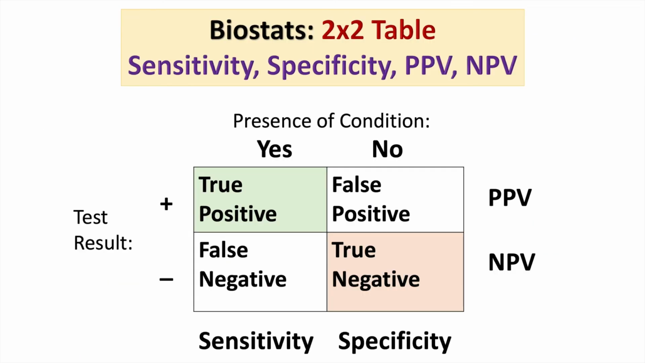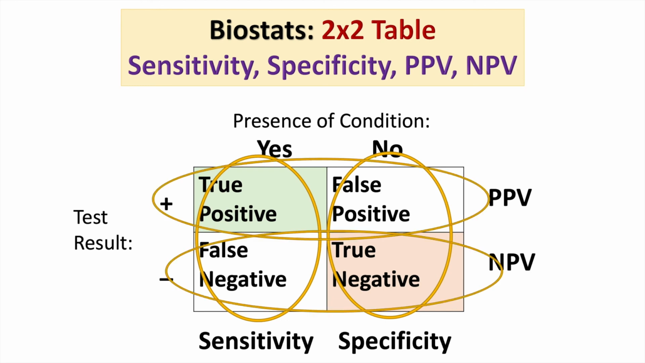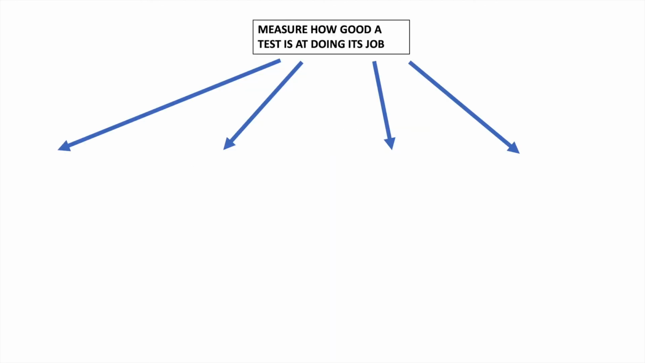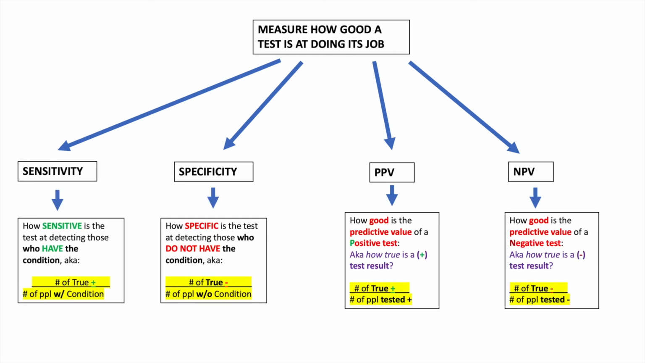So again, see how this is ordered. The columns associate the presence of a condition with sensitivity and specificity, while the rows associate test results with positive predictive value and negative predictive value. To quickly summarize, if we want to measure how good a test is at doing its job, we could calculate its sensitivity, specificity, PPV, and NPV.